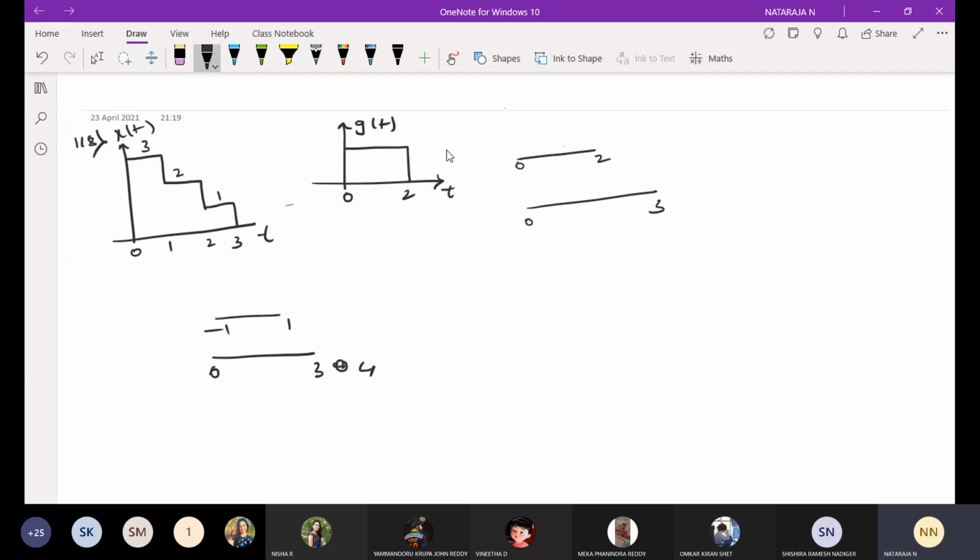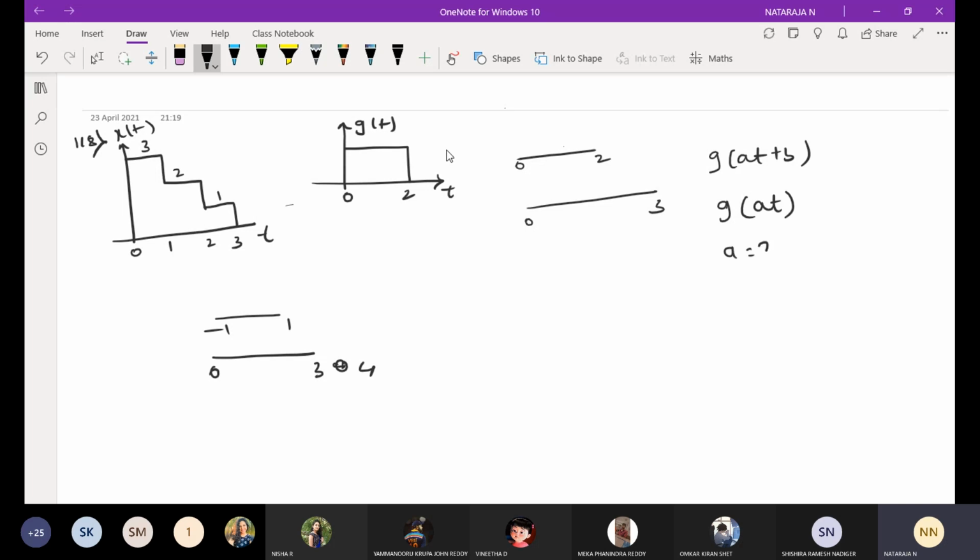We require the shifting property. Why? Because it will be from -1 to +1. One will be from minus to plus, another will be only on the positive side. But in this problem, both x of t as well as g of t are on the positive side. No need of shifting, just scaling. That is why there is no need of g of at plus b. Here for this problem we require only g of at.